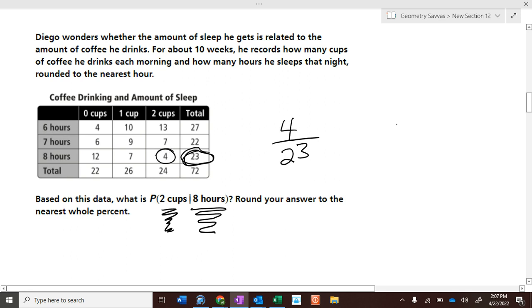Now, what is P of 8 hours given 2 cups? Given that he's drunk 2 cups of coffee, what's the probability he has 8 hours of sleep? 4 out of 24. Okay?